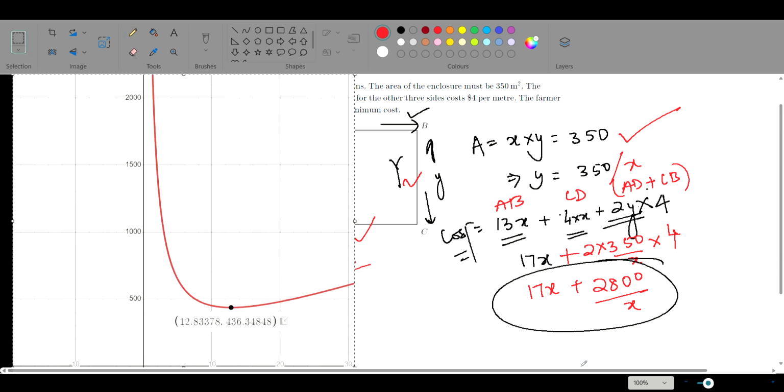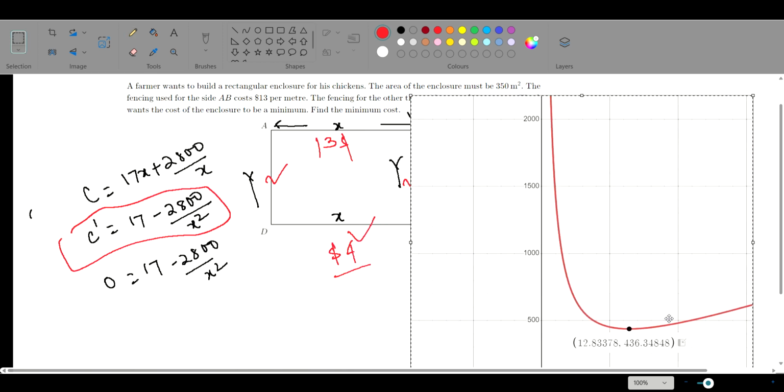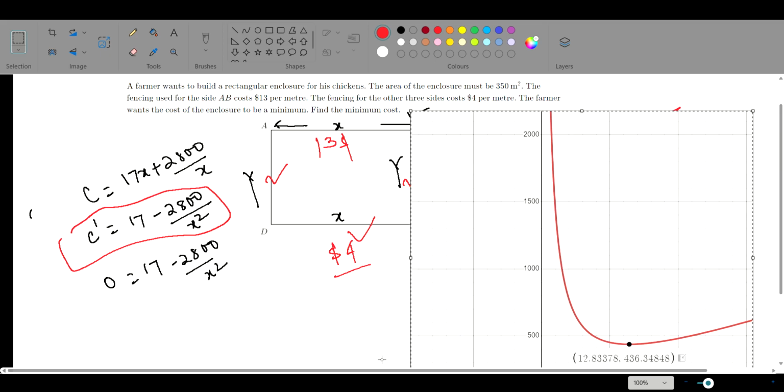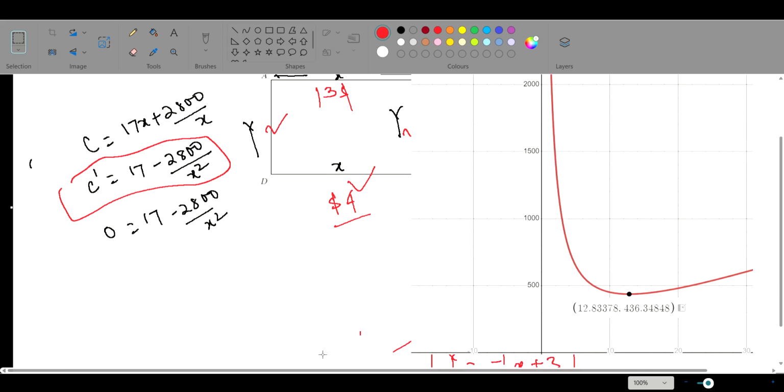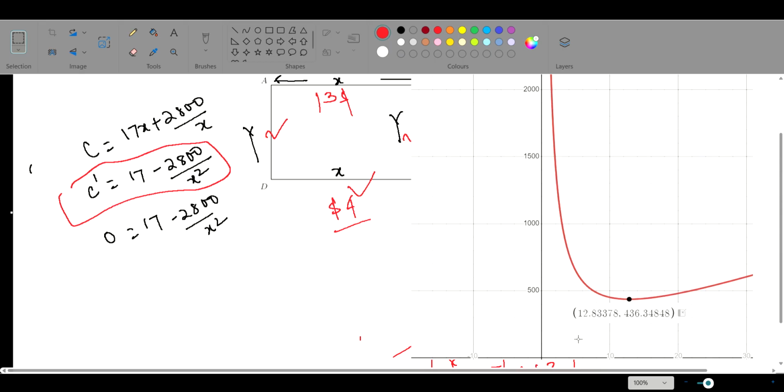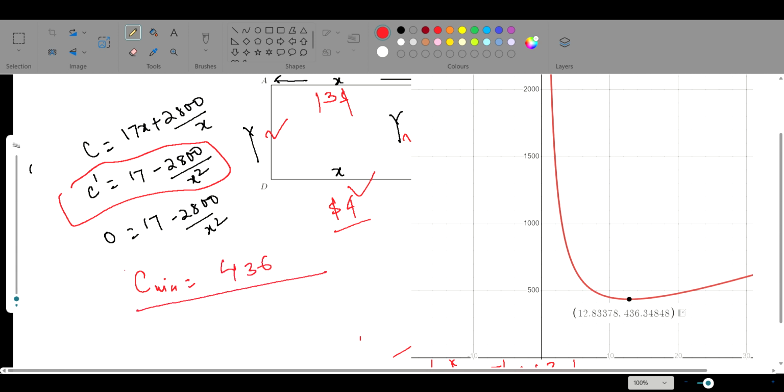When you draw the graph of 17x plus 2800 upon x, this is the graph you're getting, and if you see, the minimum point is 12.83 and the minimum value at that point is 436.38. So if I have to write the value, I'll just round it to 3 significant figures and write 436 dollars.